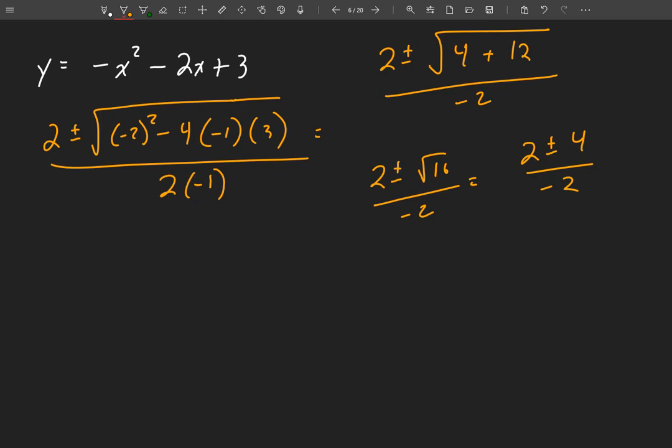Now, I'm going to pause right here. You can finish this if you wanted to, in the way we did it before. Actually, let's do it real quick. So this is 2 plus 4 over negative 2, and 2 minus 4 over negative 2. 2 plus 4 is 6 divided by negative 2 is negative 3. 2 minus 4 is negative 2 divided by negative 2 is positive 1. So those are your roots.